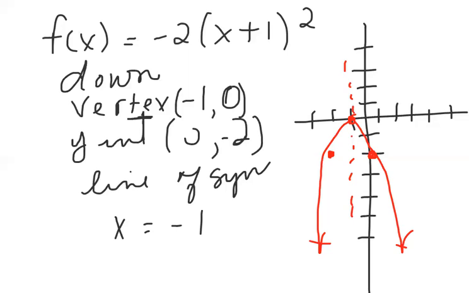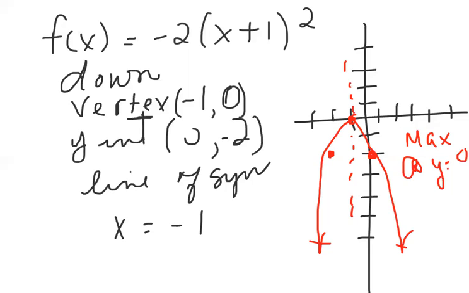And then, of course, the question might come up, does it have a max or min value? This one would have a max value. What's the max value? The max value is at y equals 0, the y value of the vertex. All right. Additionally, they will ask you for the range.